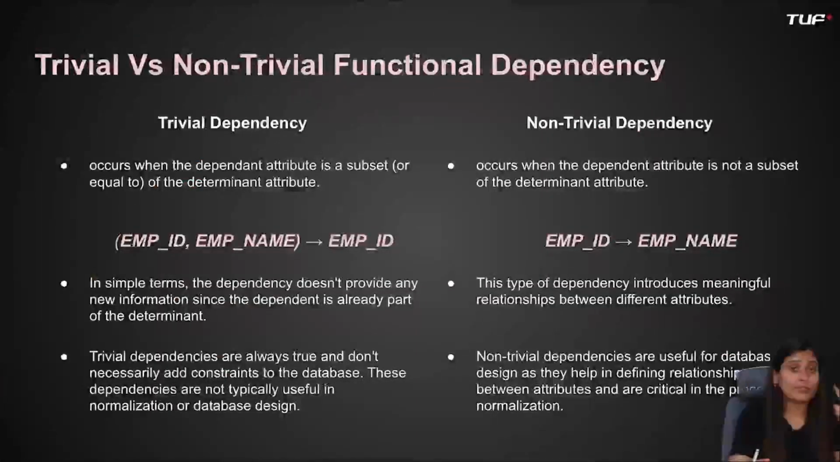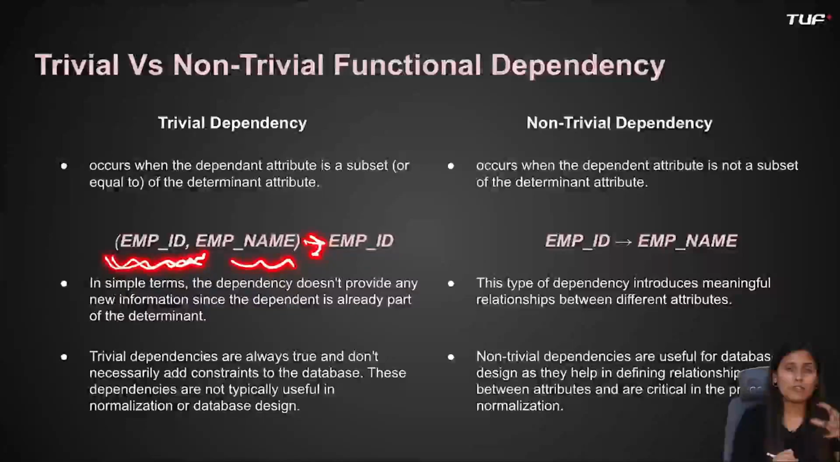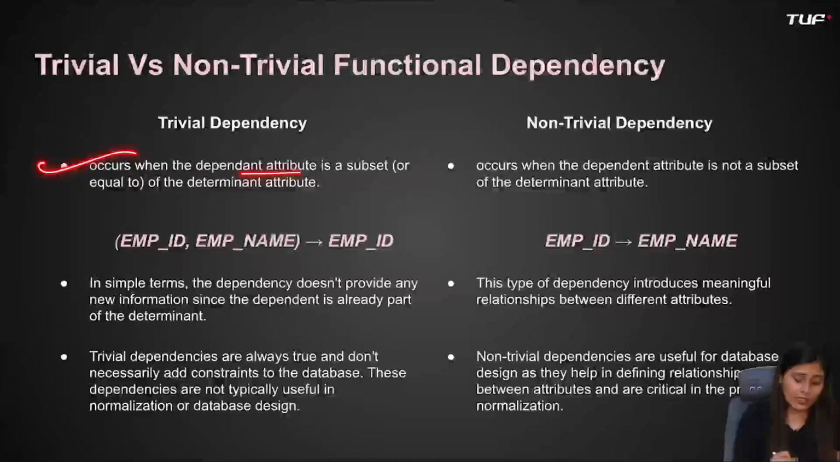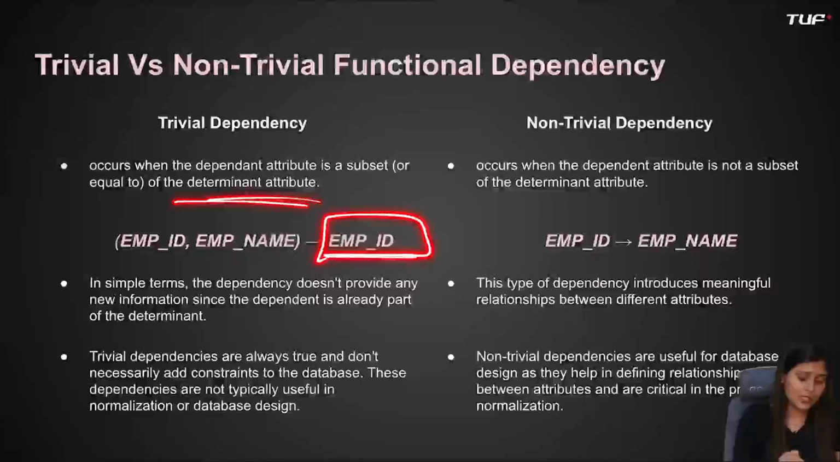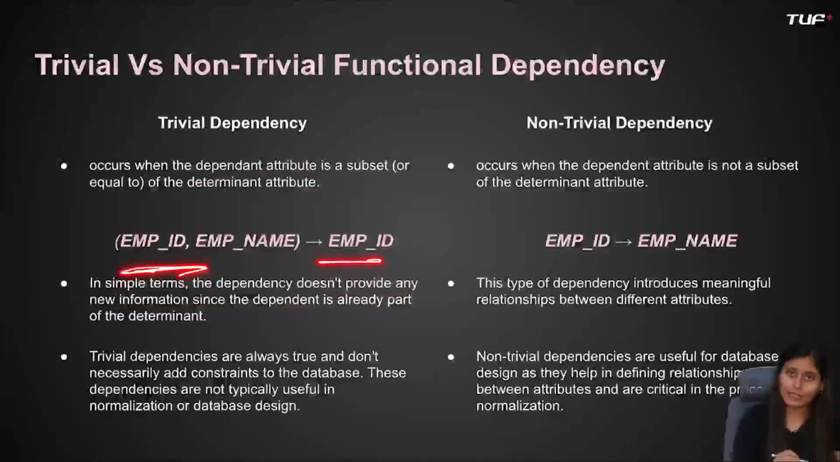These are two different types of functional dependency. In trivial dependency, for example, employee ID and employee name defining employee ID. You can see that employee ID is already in the left part, and employee ID and name together are defining employee ID, so it is not giving any extra information, right? That occurs when the dependent attribute is a subset of the determinant. In simple terms, it does not provide any new information, because we were already having employee ID, we were already knowing it.